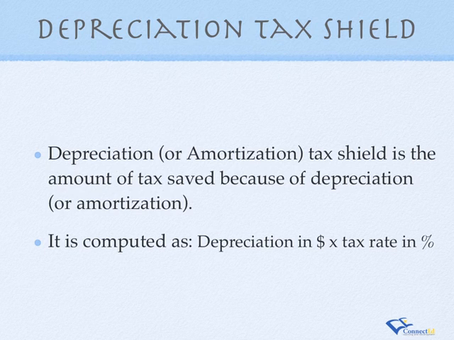The amount of tax that depreciation helps a company to save is called the depreciation tax shield. It is computed as depreciation in dollars multiplied by the tax rate in percentage. For example, if a company has $100 as depreciation in a particular year and the tax rate is 30%, then the tax saving is $100 times 30%, or $30. So in effect, $100 of depreciation provides $30 as tax shield.